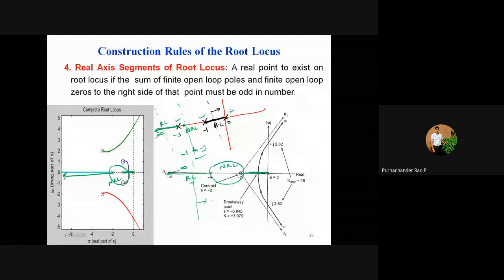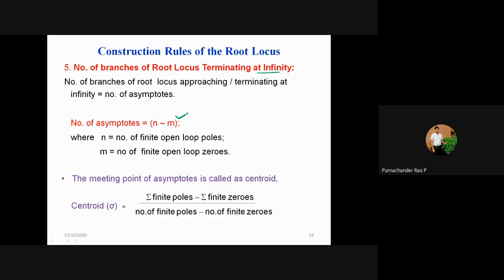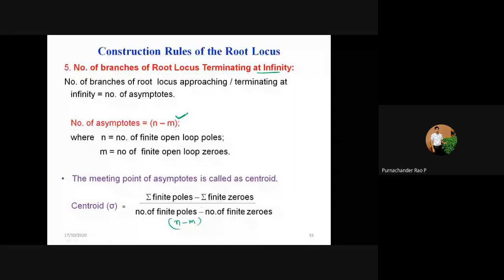Next, the number of root locus branches terminating at infinity is given by n minus m, that is, the number of open loop poles minus the number of open loop zeros. And the meeting point of all these asymptotes is called the centroid. The centroid is given by the sum of the finite poles minus the sum of the finite zeros, divided by n minus m. So we need to add the poles and zeros.